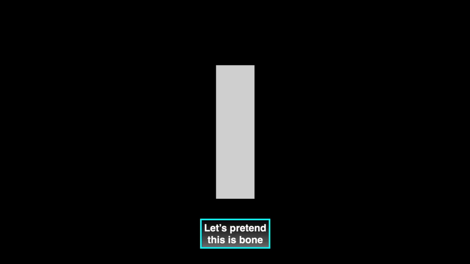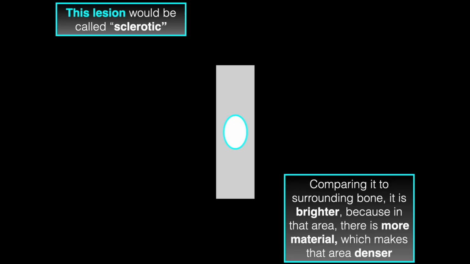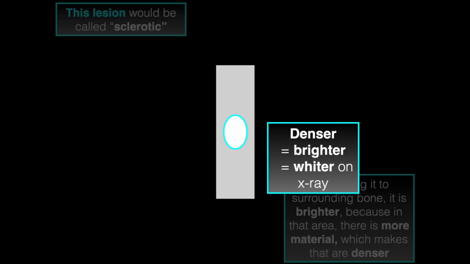If we pretend this rectangle is bone, and that there's a lesion here in the middle of it, you'll notice that this lesion appears whiter on the X-ray because there's more material, which makes it denser. So, denser structures look brighter or whiter, basically the same thing, on X-ray. The word to describe this type of lesion when it's denser than the surrounding bone is sclerotic.